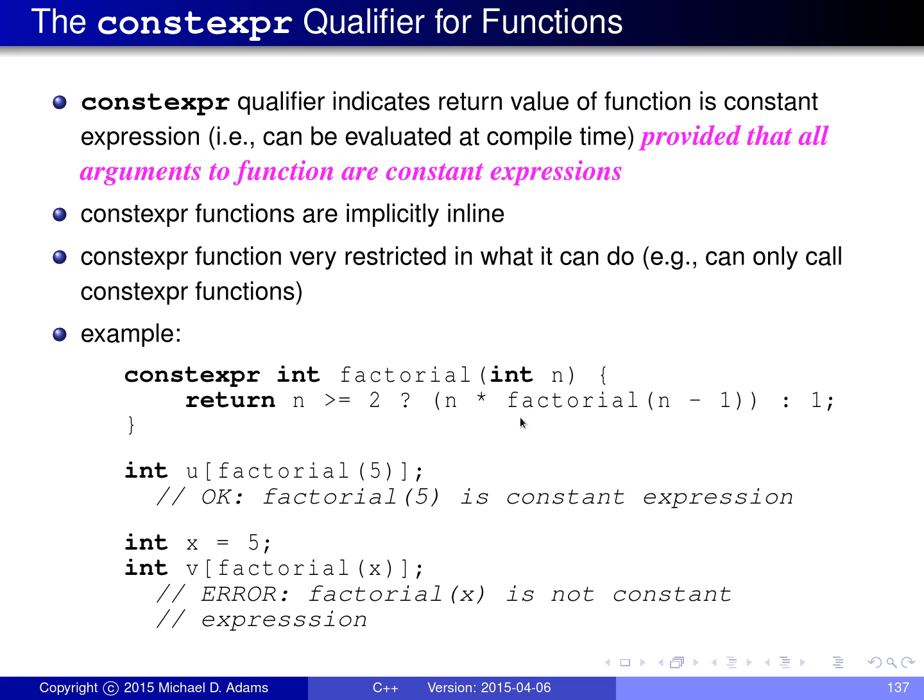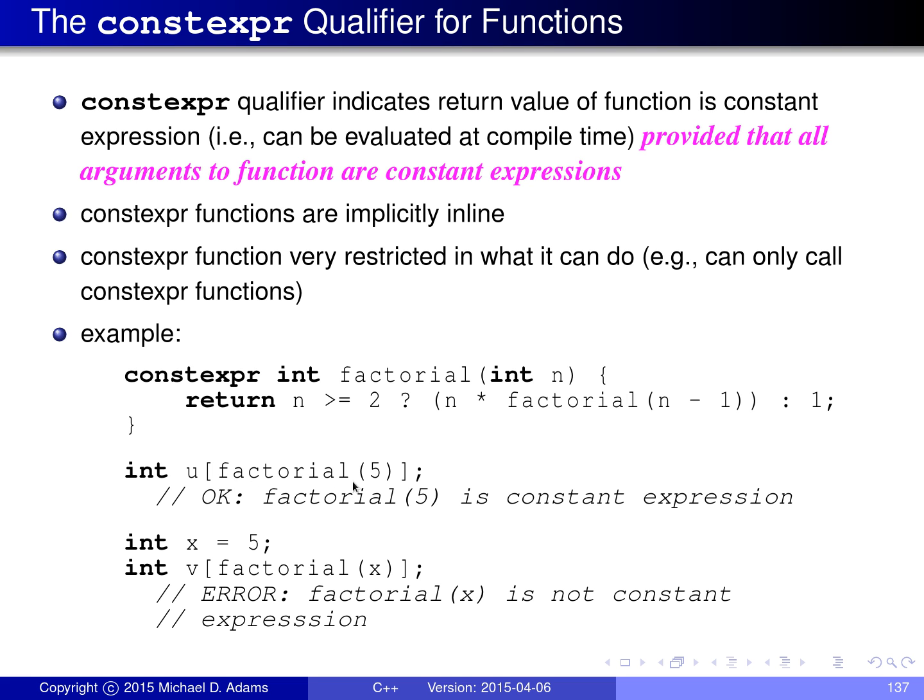And this is actually a recursive implementation of factorial, because you can see factorial actually calls itself. So it's implementing the factorial computation in a recursive manner. Now, suppose that we want to create an array of ints called u, and we want to specify the size of the array using the factorial function, because we want the size of the array to be 5 factorial. If this function wasn't declared to be constexpr, this line of code here would fail to compile, because in C++, the size of an array must be a compile time constant.